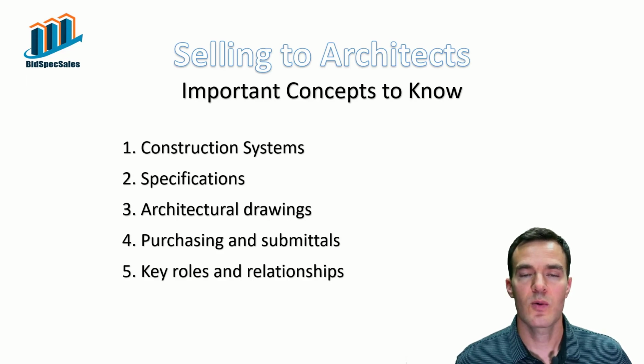Next is going to be key roles and relationships. So what do I mean by key roles and relationships? Pretty much all projects are going to have an owner and an architect. They're going to have a general contractor, and they're going to have subcontractors. And understanding the varying importance of who you're talking to, who you're selling to, at what phase. Early on, it's going to be the architect and the owner. But as time passes, it's going to be the general contractor and subcontractor.